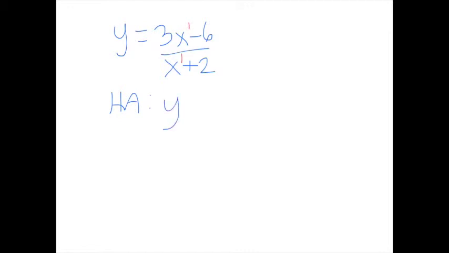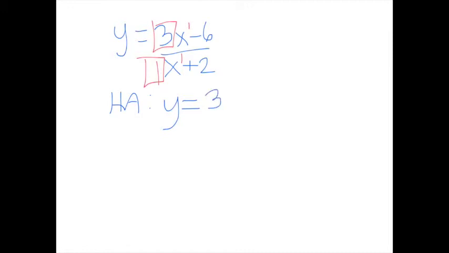Going back to our example, y equals 3x minus 6 over x plus 2, you notice that the exponents on both the numerator and denominator are 1, which means they're the same. So our horizontal asymptote is the line y equals, and then it's just the front coefficients on both, where the coefficient in the denominator is just 1. So our horizontal asymptote is y equals 3.